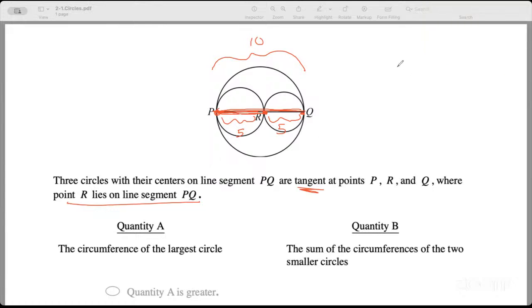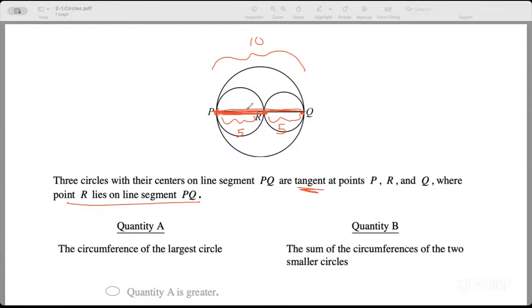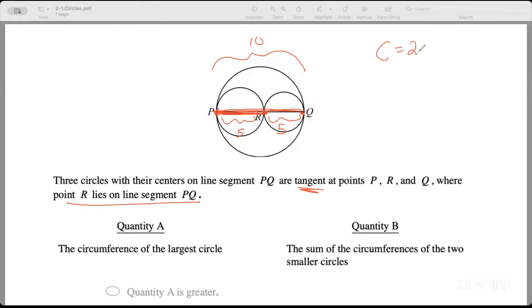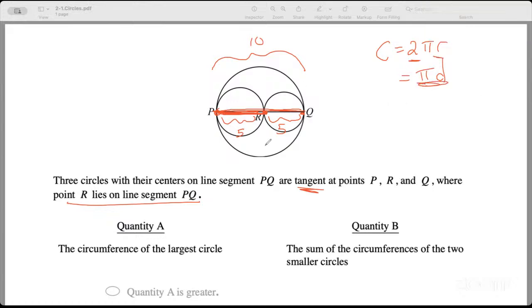The circumference is 2 pi r, so 10 pi. Ooh, the diameter is 5. Is the circumference the diameter times pi? I don't remember the circumference formula. So circumference is 2 pi r. You can remember it that way, or pi d, because 2r is the diameter, right? So as a shortcut, it's just pi times the diameter.